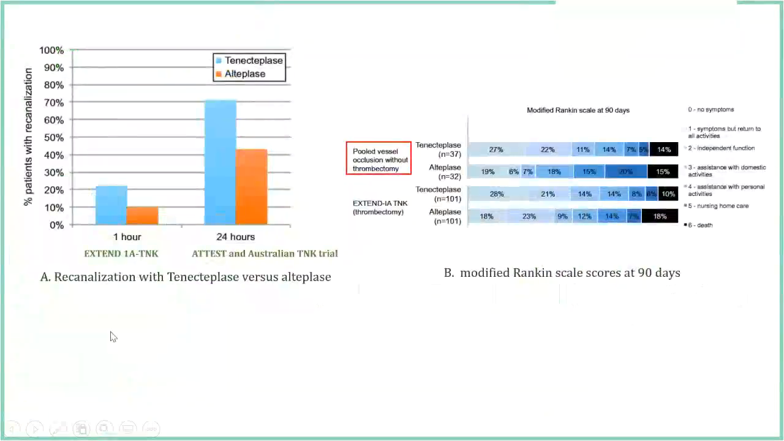But overall, the recanalization rate with Tenecteplase was better compared to Alteplase in the Extend 1A trial and all the pooled analysis from the ATTEST and Australian TNK trials. Likewise, the primary outcome, modified Rankin scale at 90 days, was better with Tenecteplase, both in those who didn't get any kind of thrombectomy and even those who got thrombectomy in the Extend 1A Tenecteplase trial.